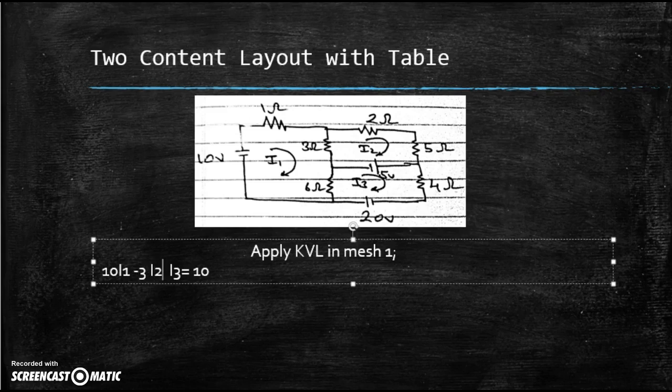For all the other values the sign will be negative. Just write negative because you are in mesh 1, so just the current I1 would be positive and all the other currents would be negative.